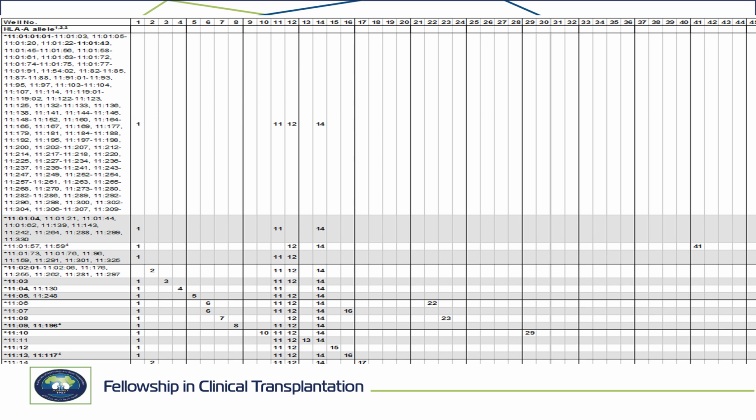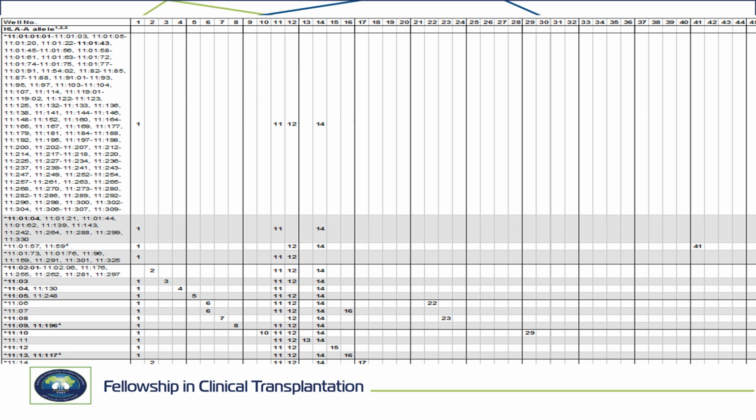If you are missing one allele or one well is not positive, then you cannot identify this allele. It could be some sort of technical error or some error in the plate, and the process needs to be repeated. But in most of the cases, you'll see the pattern that you are looking at.